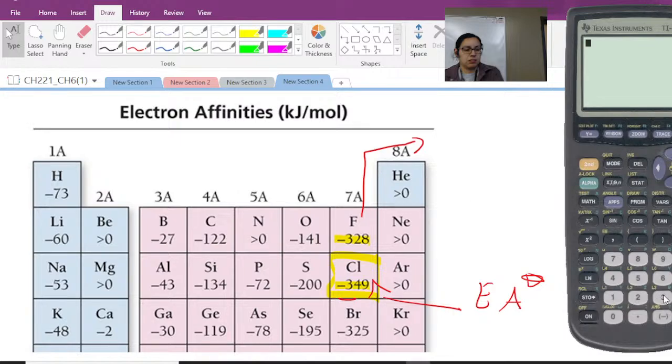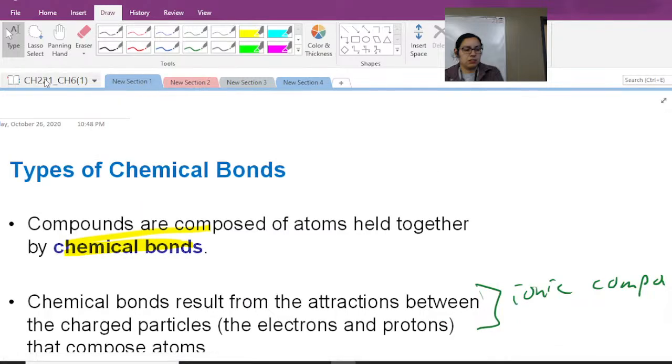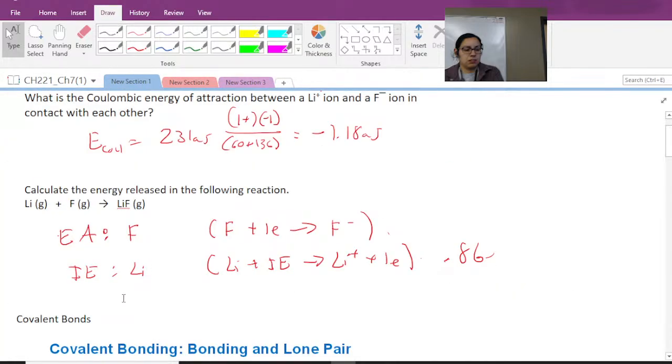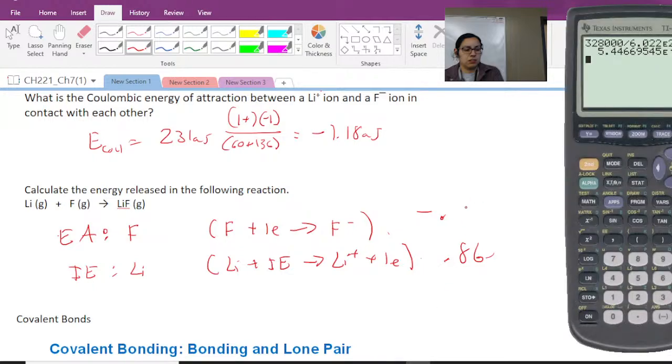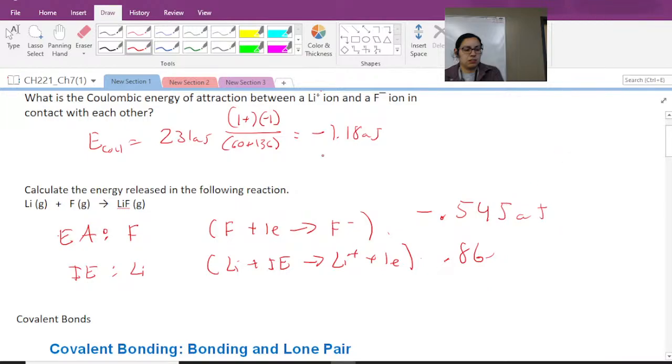So again, I'll convert it to joules. 328,000 joules divided by our Avogadro's number again, so 6.022 times 10 to the 23rd. And so that gives us 0.544 attajoules there. Is it positive or negative? Negative. I just didn't put it in the negative. So now we go back. So negative 0.54, I'll round it, 5. So this is all in attajoules.